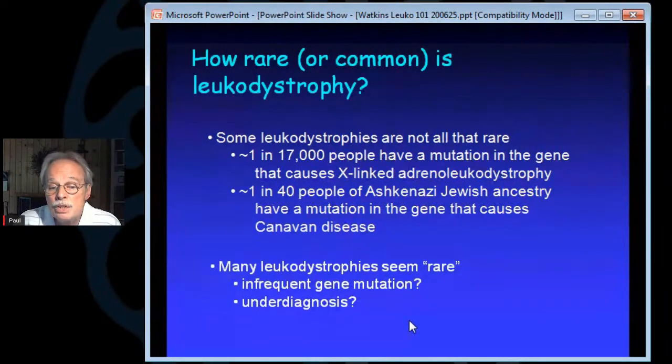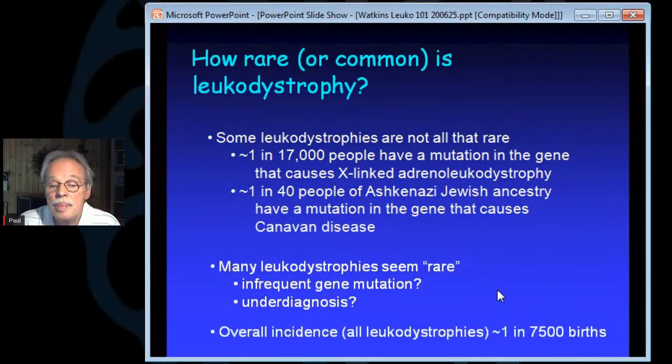Although many leukodystrophies seem rare, is this due to infrequent gene mutation or underdiagnosis? And that's something that we're all working on. The overall incidence, as best I can get it from the medical literature, for all leukodystrophies is about 1 in 7,500 births. That would be worldwide.